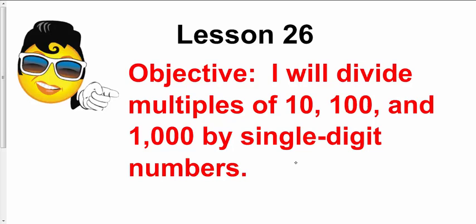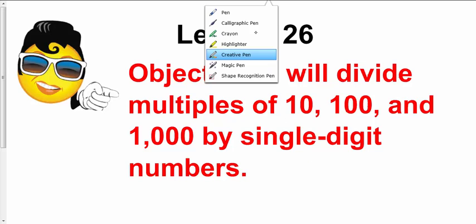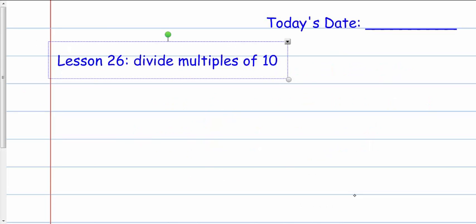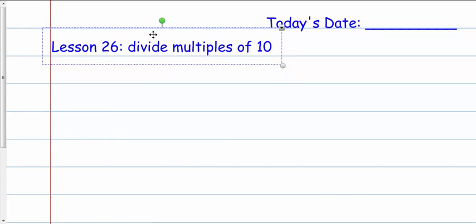So that could include 20, that could include 30, that could include 4,000, that could include 400. So we're going to look at numbers like 40, 400, 5,000, all of these numbers divided by a single digit. And we're going to talk about how you can divide these. So go ahead and get out your math journal. And I want you to get it ready the way that you see here with today's date, lesson 26, divide multiples of 10.